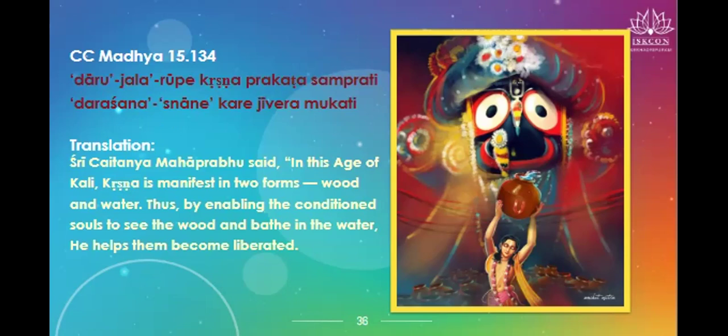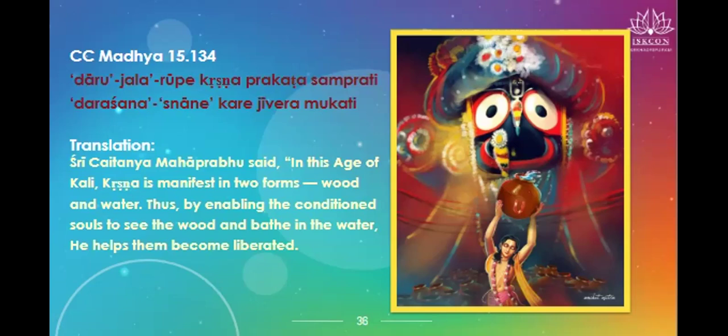Translation. Sri Chaitanya Mahaprabhu said, in this age of Kali, Krishna is manifest in 2 forms, wood and water. Thus, by enabling the conditioned souls to see the wood and bathe in the water, he helps them become liberated. Yes. So Daru Jale Rupe Krishna Prakata Samprati. Daru in Sanskrit means wood. So there is a wooden form of the Lord. By taking darshan of the wooden form of the Lord, that is Lord Jagannath, one can go back to Godhead.